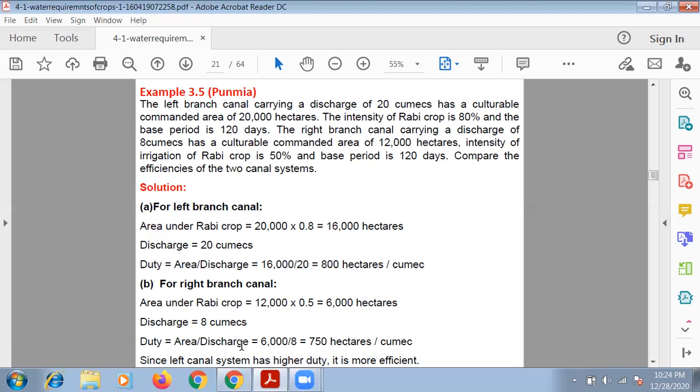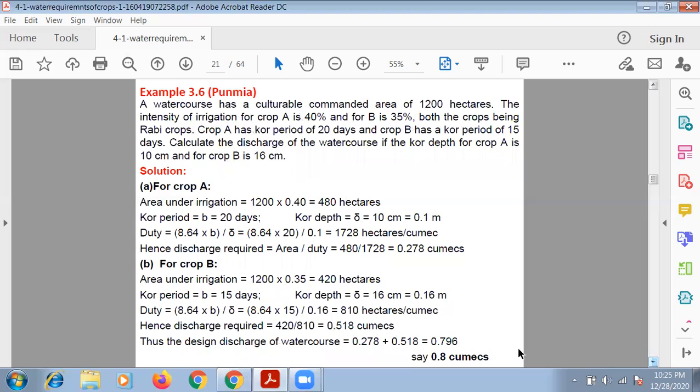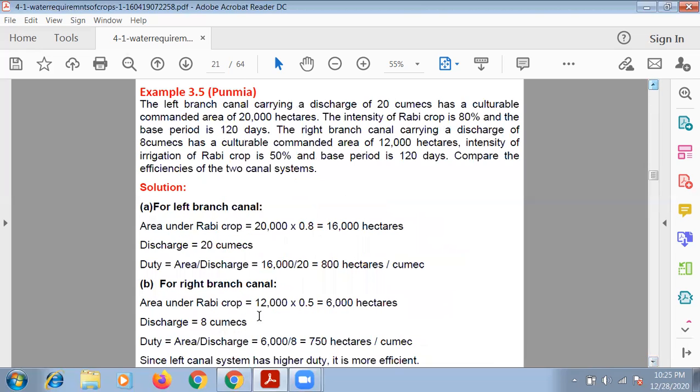And so duty is equal to area divided by discharge. So area is 6,000 divided by discharge 8, and it is 750 hectare per cumec. So now we have to compare both, that is the right branch canal and the left branch canal. Since the left branch canal system has higher duty, it is more efficient. You can see here the left branch canal has higher duty, that is 800 hectare per cumec, and this is 750 hectare per cumec. So the left branch canal is more efficient.